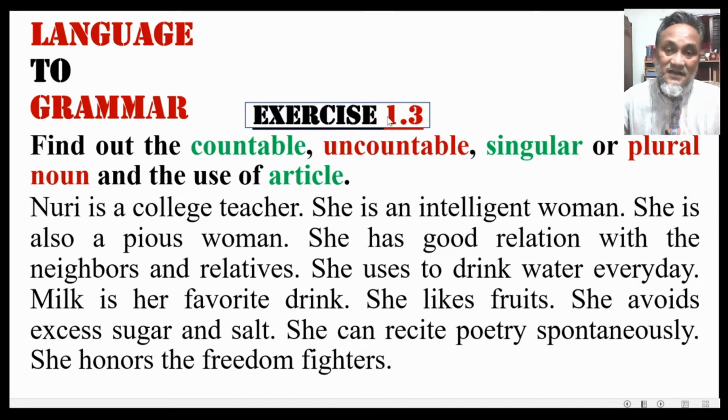Then let's start, friend. Take your khata and make 1, 2, 3, 4, 5 columns. In the first column, write down the noun words from this content, from Nuri to Fighter. In the next column, write down the countable nouns among the nouns. In the next column, write down the uncountable nouns from this content. In the next column, write down the singular nouns from this content. And write down the plural nouns from this content.